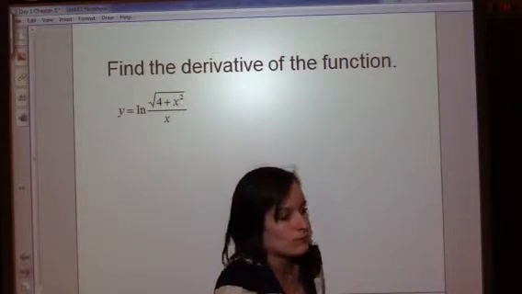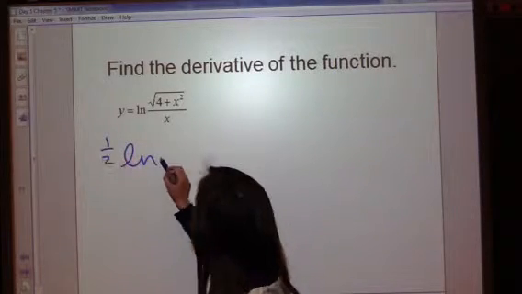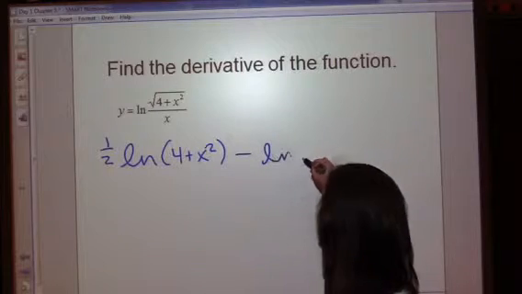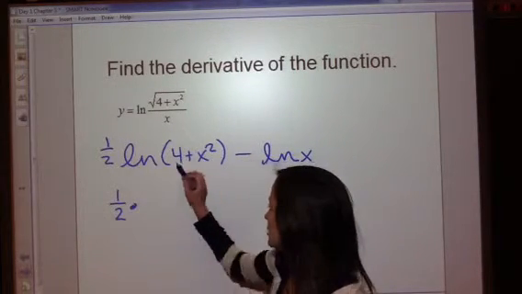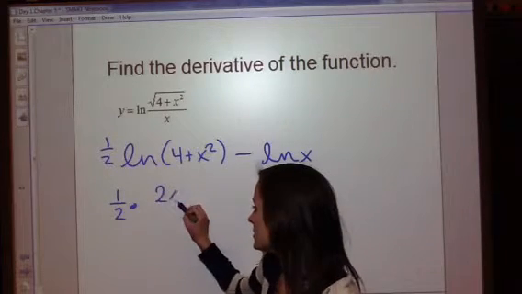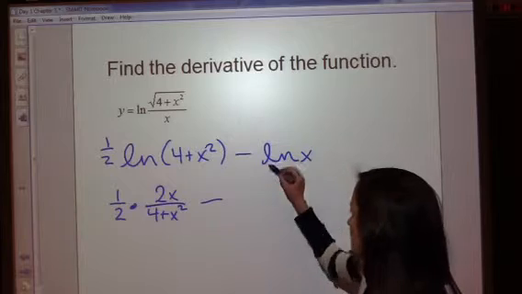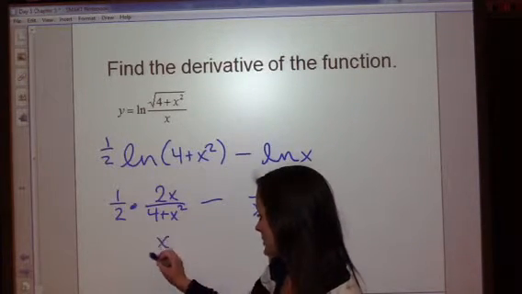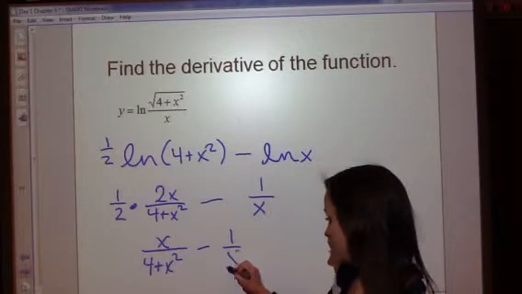So, do this one. Rewrite. So, ln a half of 4 plus x squared minus ln x. We have a half times, derivative of this is 2x over 4 plus x squared, minus, derivative of this is 1 over x. So you get x over 4 plus x squared minus 1 over x.